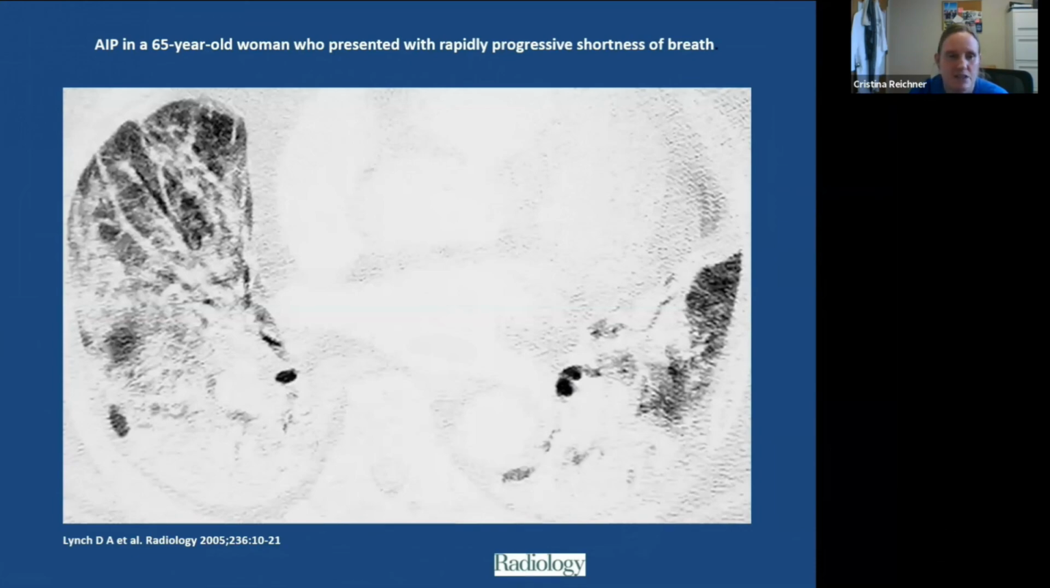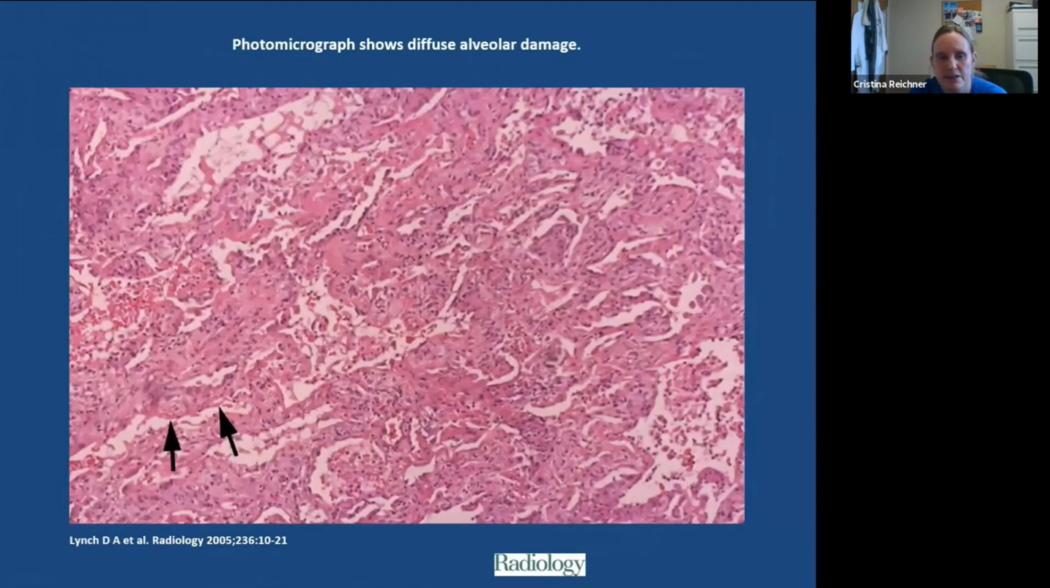And again, this is just more pictures, but you can see the dense consolidation mostly in the bases. And if you biopsy these patients, you'll see what's called diffuse alveolar damage, which is really non-specific, and is also seen in ARDS, but it's basically these pink lines here, and it makes the lungs very stiff.